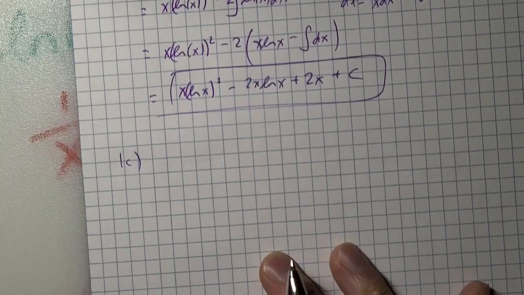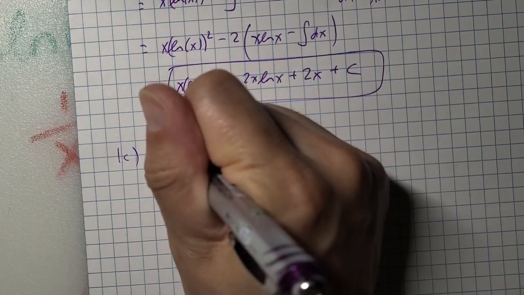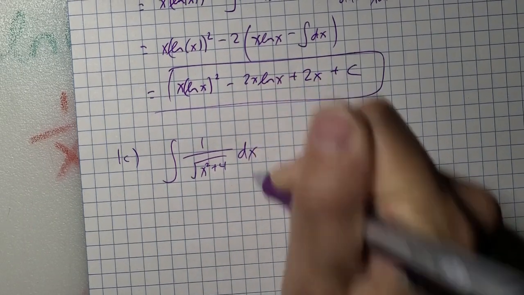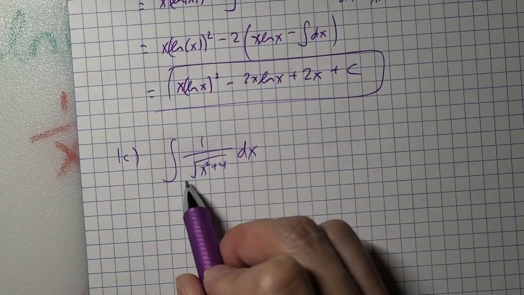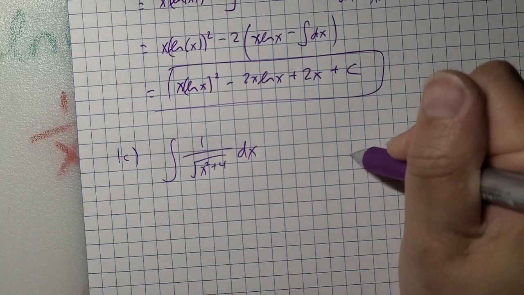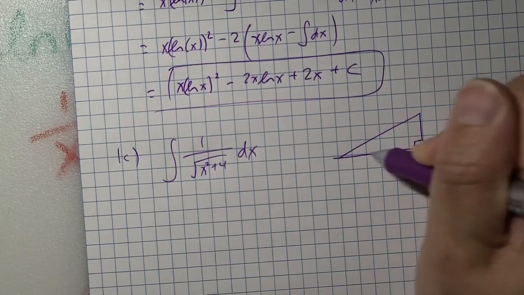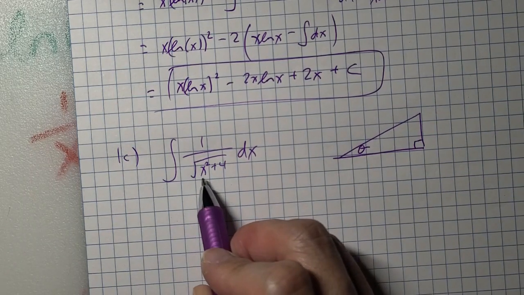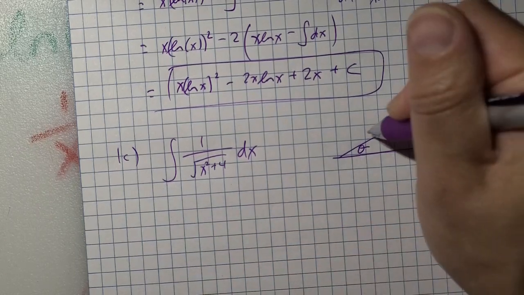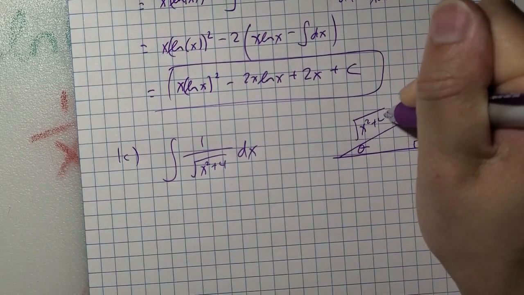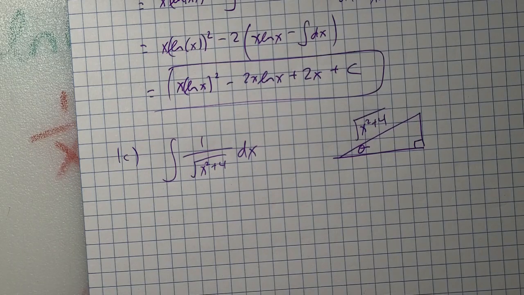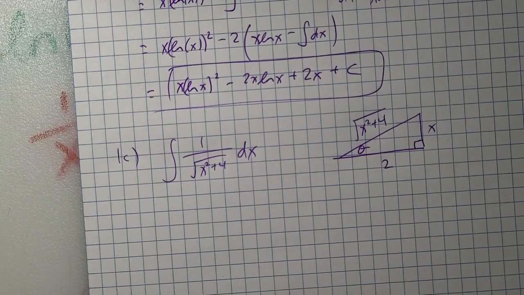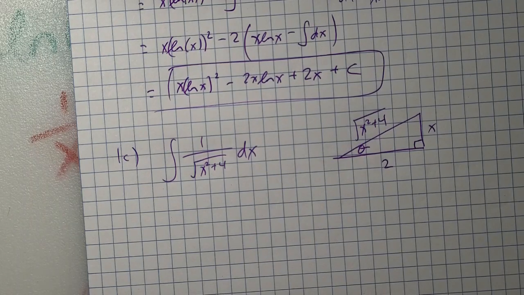1c, let's hope I can fit it on this page. We have the integral of 1 over square root of x squared plus 4 dx. The hint is square root of something squared plus something squared, probably trig sub. So we set up a triangle. We know that by the Pythagorean theorem, because it's something squared plus something squared, this square root term is the hypotenuse. Okay? And we have x as one of the sides and 2 as the other side. So you can set up your triangle like this.